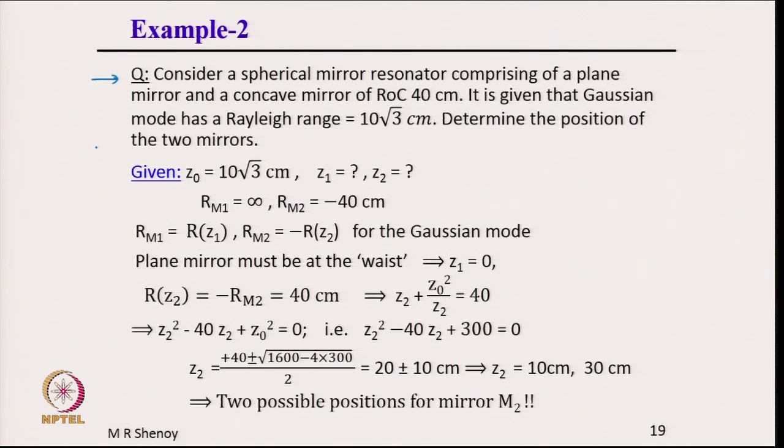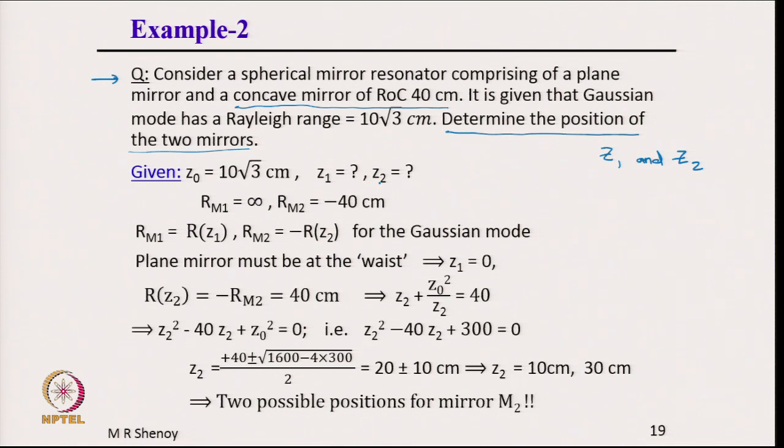Determine the position of the two mirrors. You are asked to determine the position of the two mirrors. That means we have to find out Z1 and Z2. Mirrors are given, one is a plane mirror, another is a concave mirror of radius of curvature 40 centimeter. Find out the position Z1 and Z2. Z0 is given. So, what is Z1 and what is Z2?